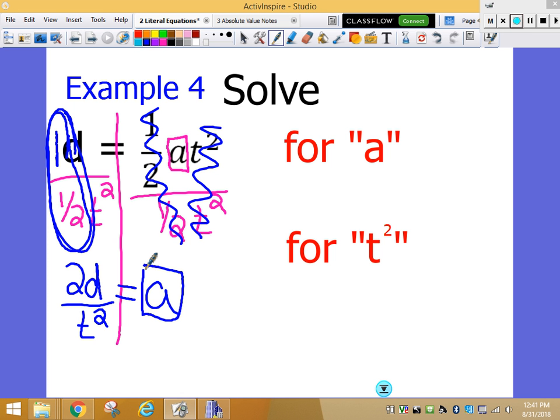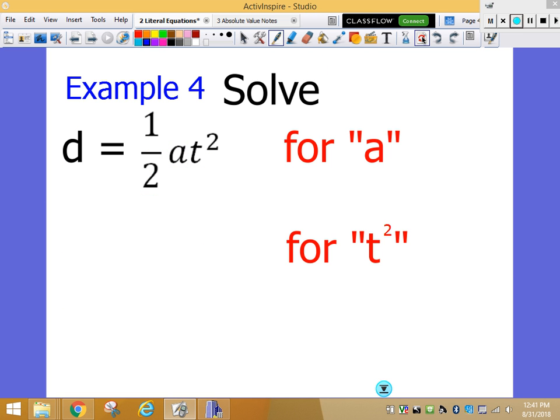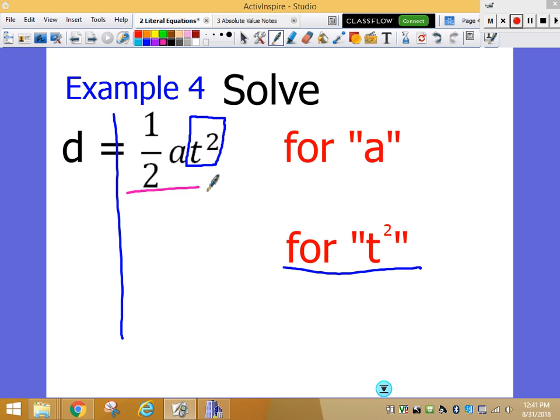Now, I'm sure you're probably really confused. We're going to do it again, okay? We're going to do this problem again. This time, we want to get t squared by itself, okay? I'm doing this one. I want to get t squared by itself. So, same thing. I got to move the 1/2 and I got to move the A. And all of them are multiplying, and the opposite of multiplying is divide. So I'm going to divide by 1/2 A.